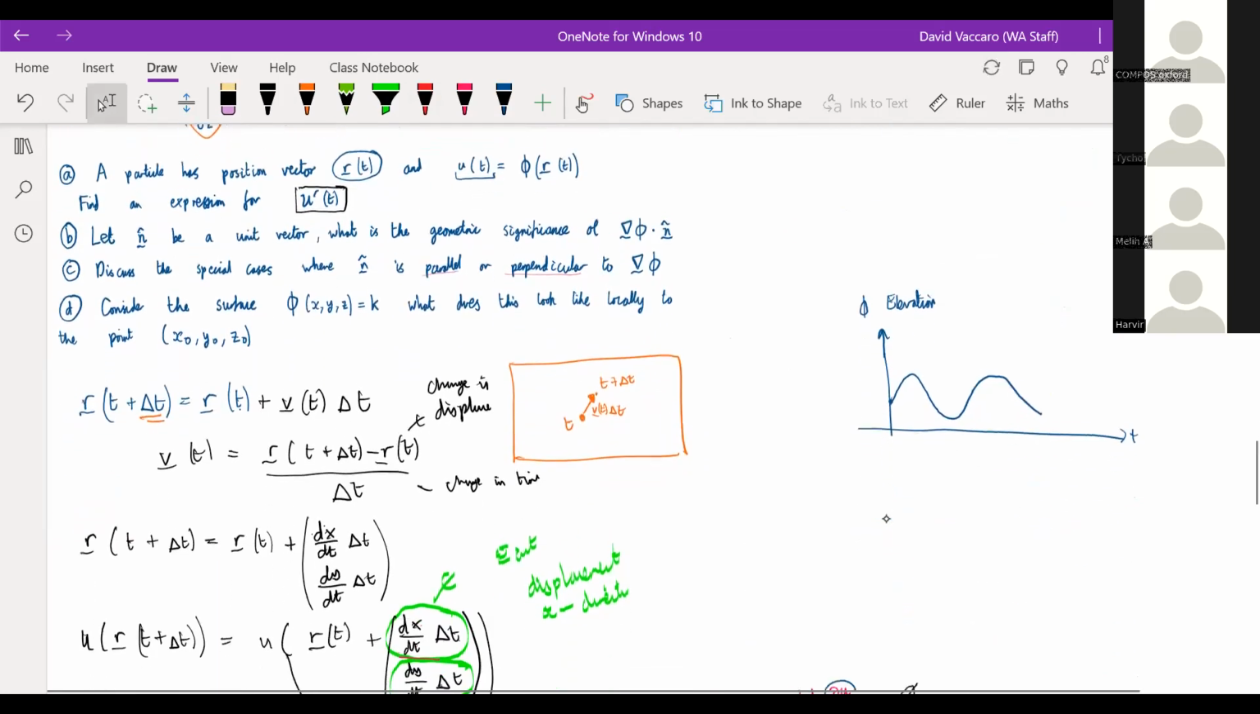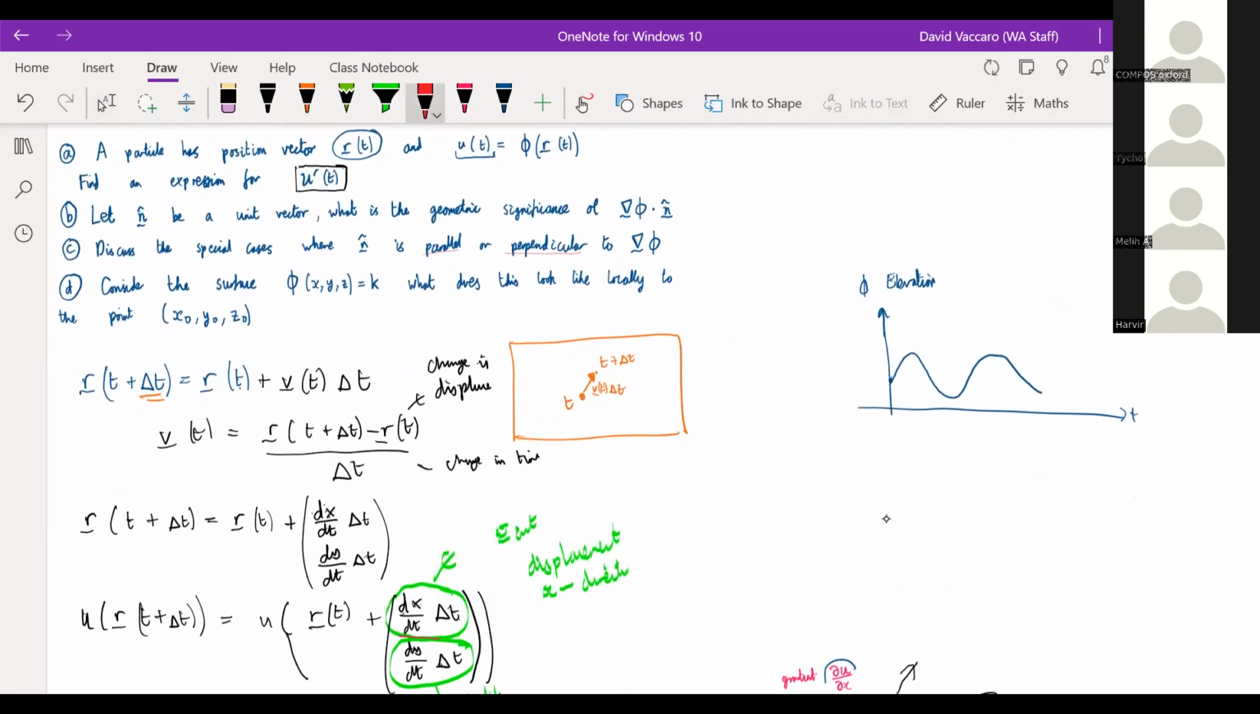Okay, let's look at the question. Consider the surface phi of x, y, z equals k. What does this look like locally to the point x naught, y naught, z naught? Okay, so we've got some scalar function. I'm just going to define a scalar function as the distance of a point from the origin. That makes sense in 3 dimensions.